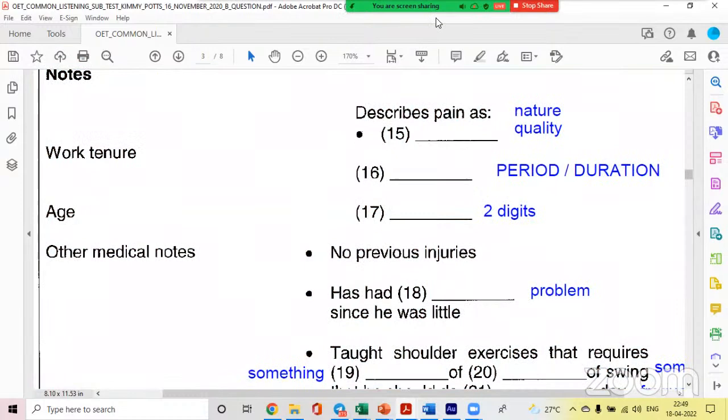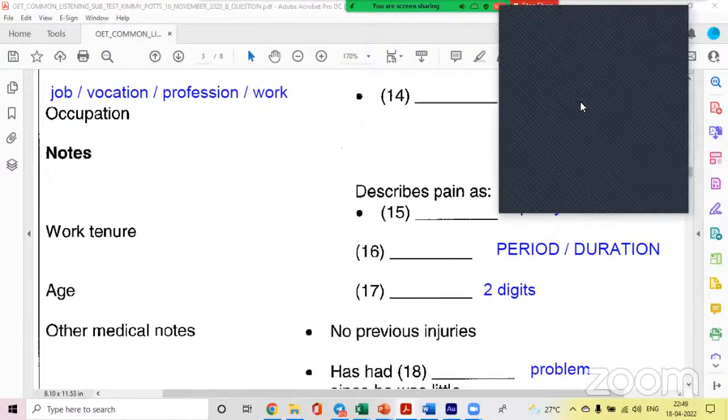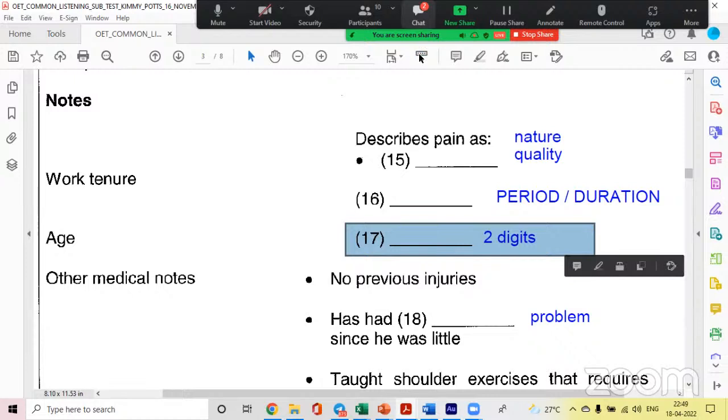Next one. Yeah. The next one. Question number 17 now. Question 17. Yeah. Question 17. Age.